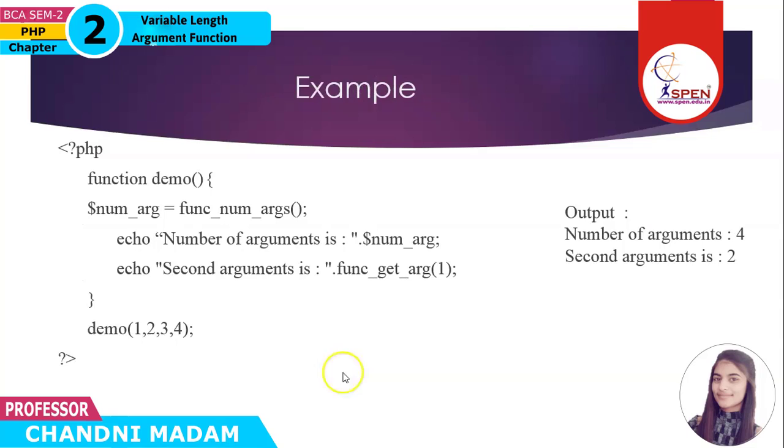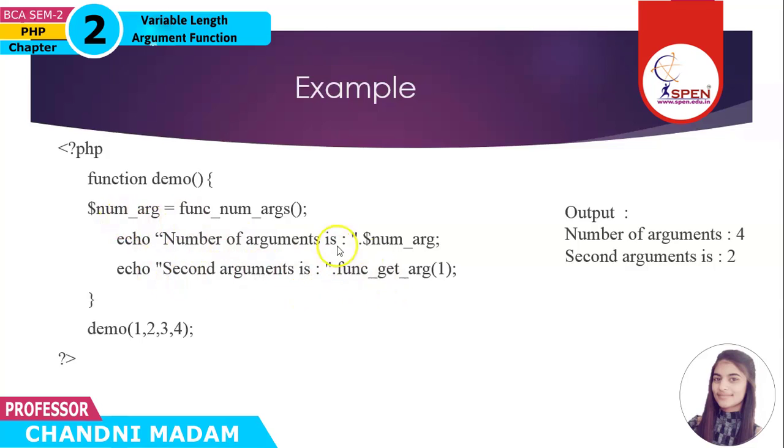So here is the example. Here we create one user defined function. The name is demo. In the demo function, we use our func_num_args. This function will return the number of arguments that we pass in our demo function. Here we pass a total of 4 values, so func_num_args gives 4. And we just print it.